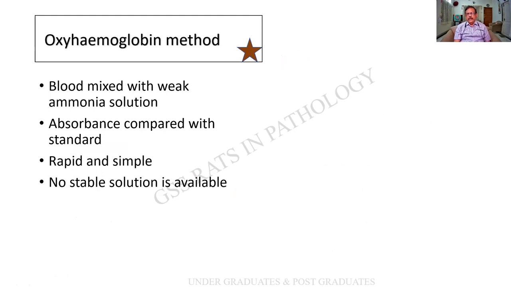Oxyhaemoglobin method. After all, the purpose of hemoglobin is to carry oxygen. And if your blood oxygen is going to be measured, it can be an indirect measure of the hemoglobin itself. It is mixed with ammonia solution and the absorbance compared with the standard. It is rapid and simple, but again, it is not stable. So this is one of the methods that can be used.